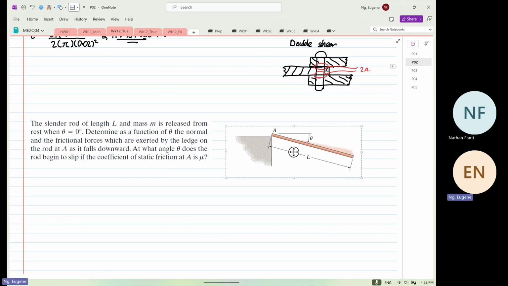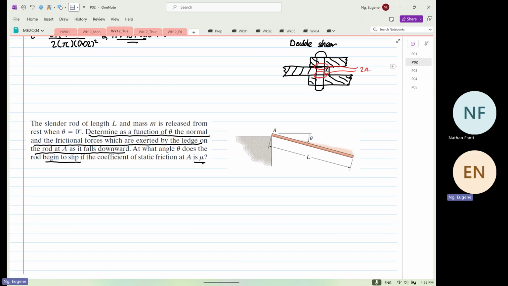A slender rod, length L and mass m, is released when theta is equal to 0. Determine as a function of theta the normal and the frictional forces exerted by the edge on the rod as it falls down. Okay. At what angle does the rod begin to slip, if the coefficient of friction at A is equal to mu?